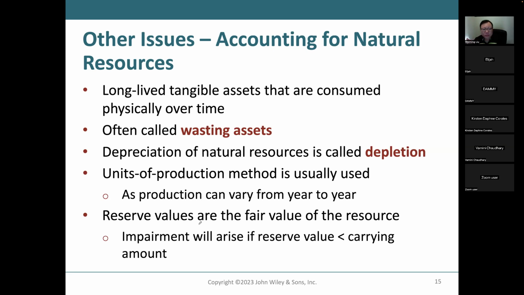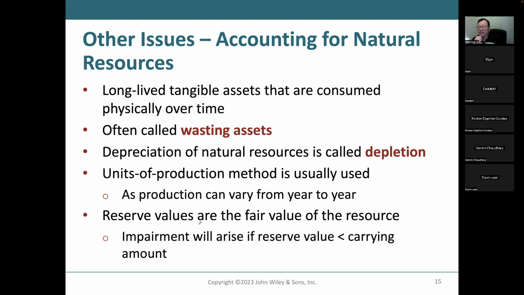So these assets are consumed physically, right? Let's say I'm growing trees in the forest. When I cut down the trees, I'm consuming these resources physically. I'm taking the trees away, and I will use them to make furniture, stuff like that. So you physically consume these resources, these assets, over time.